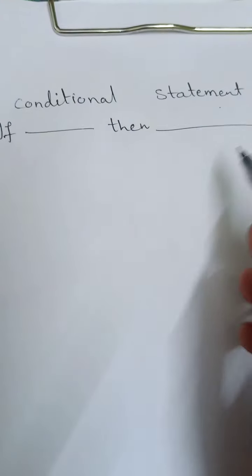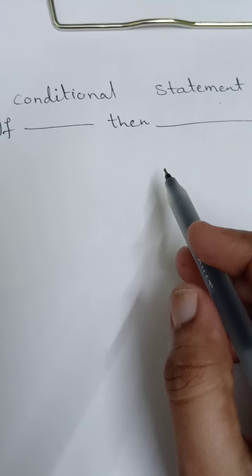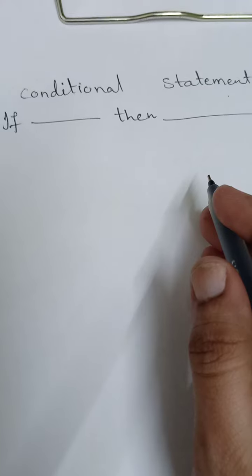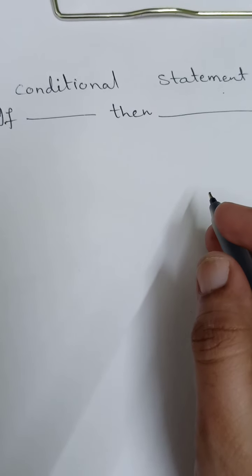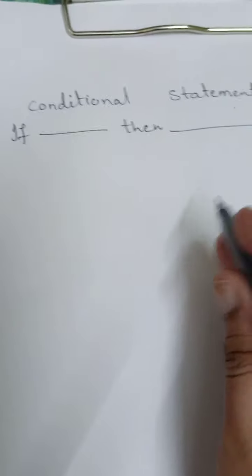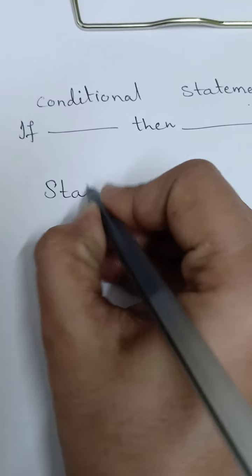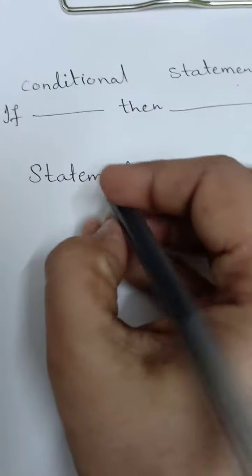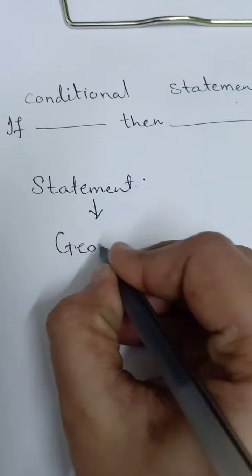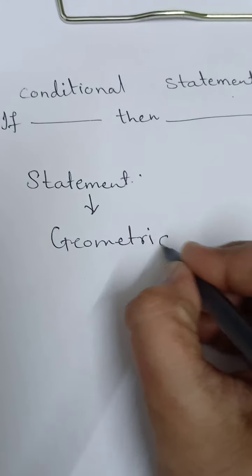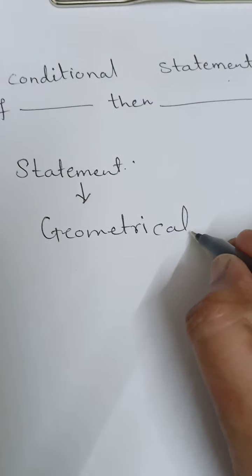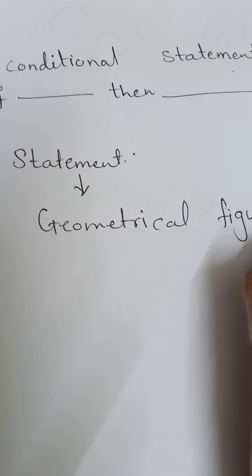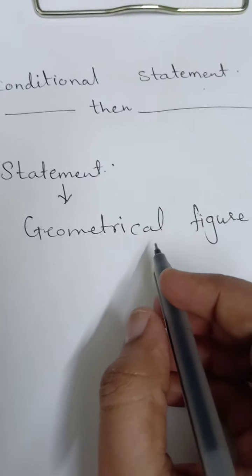That method of how to convert, we'll see when we solve the practice set. Now I will explain how we can use that method. What is the method to convert the given statement into the conditional statement? First of all, if the statement talks about any geometrical figure, how do we have to start the statement?